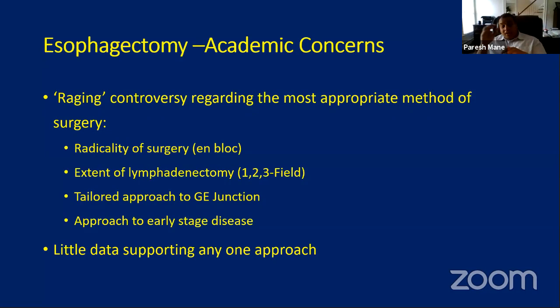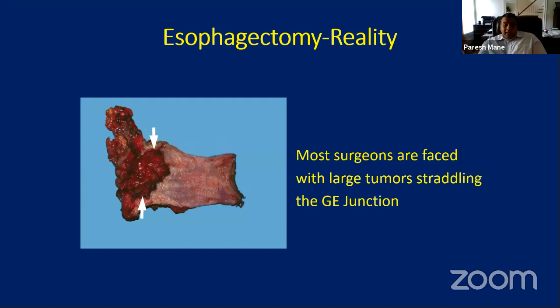If you're doing a GE junction tumor, trying to take out the entire esophagus and do an anastomosis in the neck when the problem is at the GE junction seems a little unfair. So there are subtleties to this, but there's little data supporting one approach versus another. It all comes down to your training and which operation you can deliver the best.